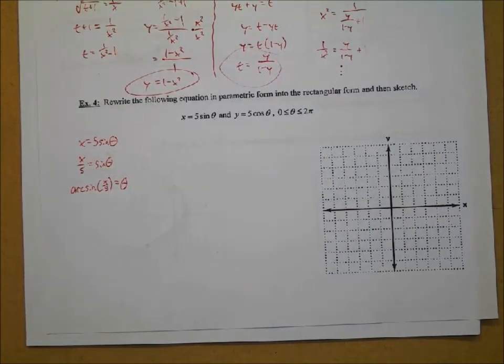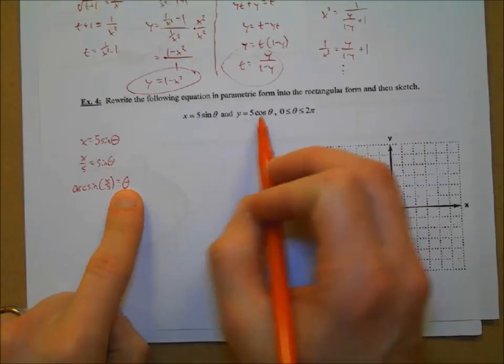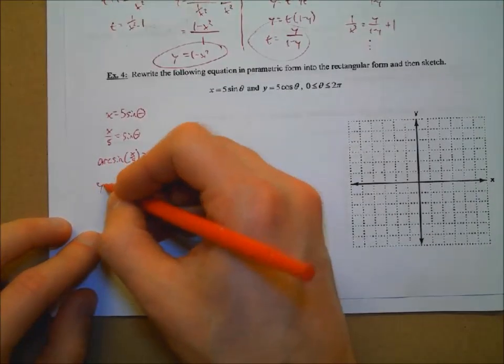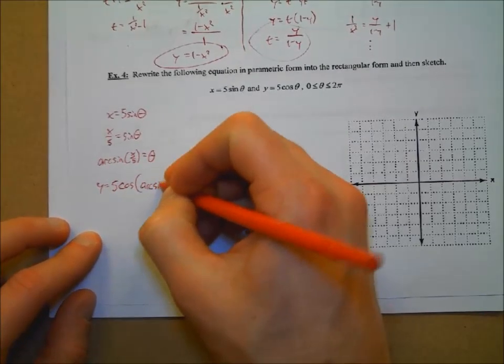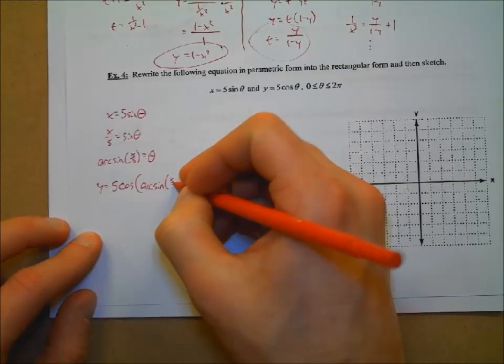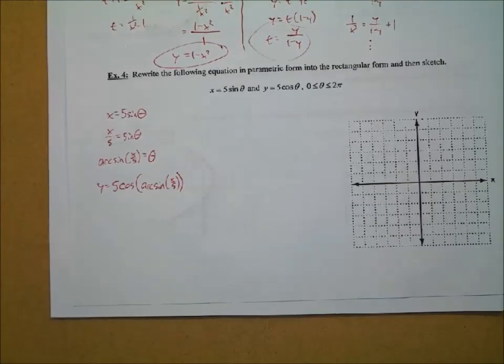Okay, and then that theta is the same here as in y equals 5 cosine theta. So we'll do y equals 5 cosine of the arc sine of x over 5. This is something we also saw in pre-calculus, if you remember. If you don't, I understand, because it's kind of a weird little offshoot thing that we do. We can actually evaluate this, or simplify it.